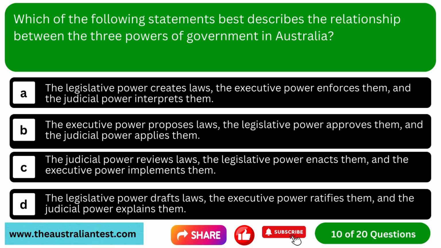Question 10. Which of the following statements best describes the relationship between the three powers of government in Australia? Option A. The legislative power creates laws, the executive power enforces them, and the judicial power interprets them. Option B. The executive power proposes laws, the legislative power approves them, and the judicial power applies them. Option C. The judicial power reviews laws, the legislative power enacts them, and the executive power implements them. Option D. The legislative power drafts laws, the executive power ratifies them, and the judicial power explains them.